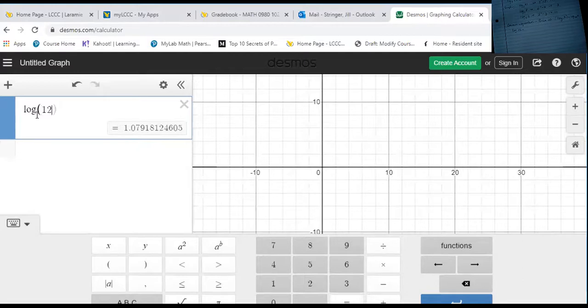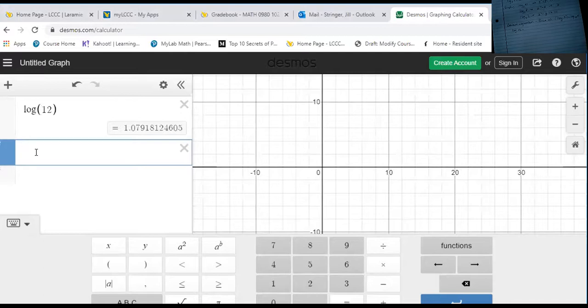That's not one I could figure out in my head, like 2 to what power is 8. I knew that that was 3. This particular one, I know this is a 10, and I'm saying, I don't know 10 to what power would give me 12, but it's going to be approximately 1.08. All right, so many of these you just do on your calculator for the logs.